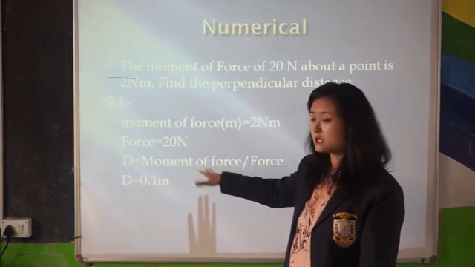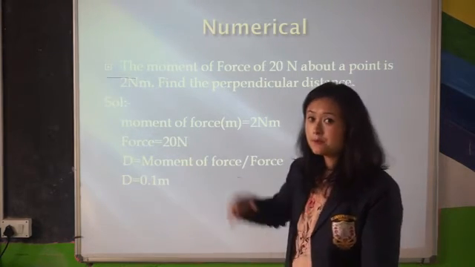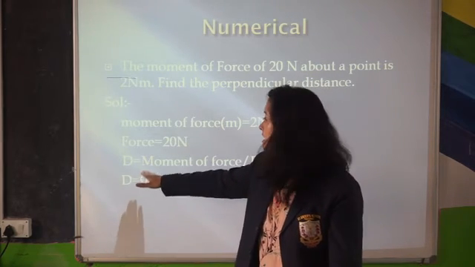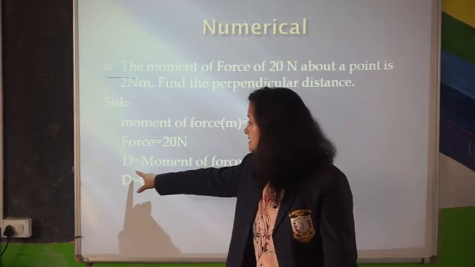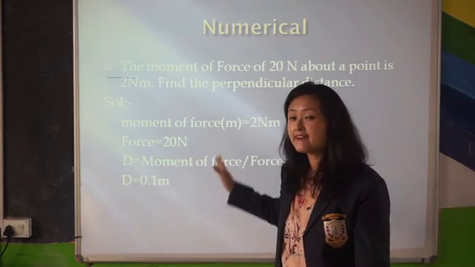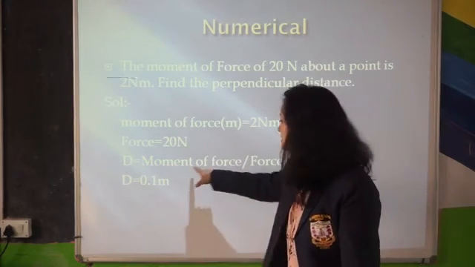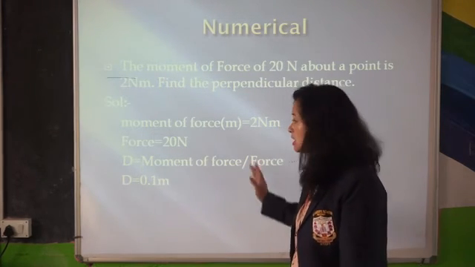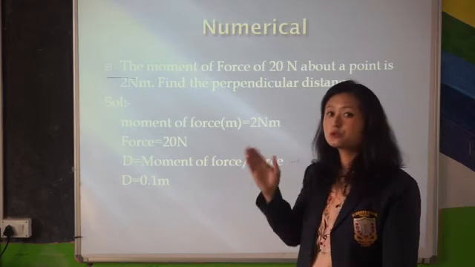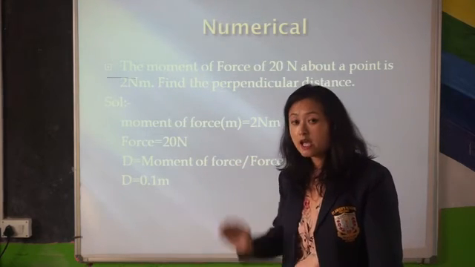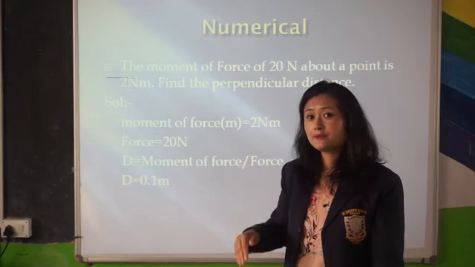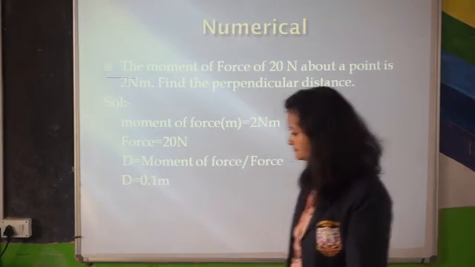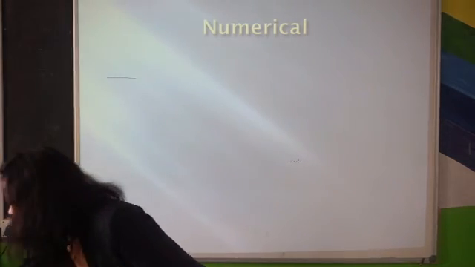So here you might be confused because I have not put the values here. I am saying it verbally. So how do you calculate distance? If moment of force and force is given, distance is equal to moment of force divided by force. Moment of force here is given as 2 Newton meter divided by 20. 2 divided by 20. When you do the cancellation, you get 1 by 10. And when you convert 1 by 10 into decimal, you get it as 0.1 meter. So this is your answer.